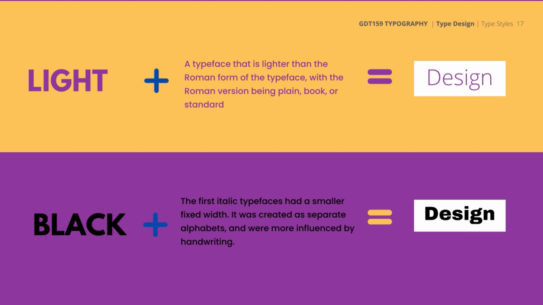This is an example of light. A typeface that is lighter than the Roman form of the typeface, with the Roman version being plain, book, or standard. The sample is on the right. As compared to black, the first italic typefaces had a smaller fixed width. It was created as separate alphabets and were influenced by handwriting.